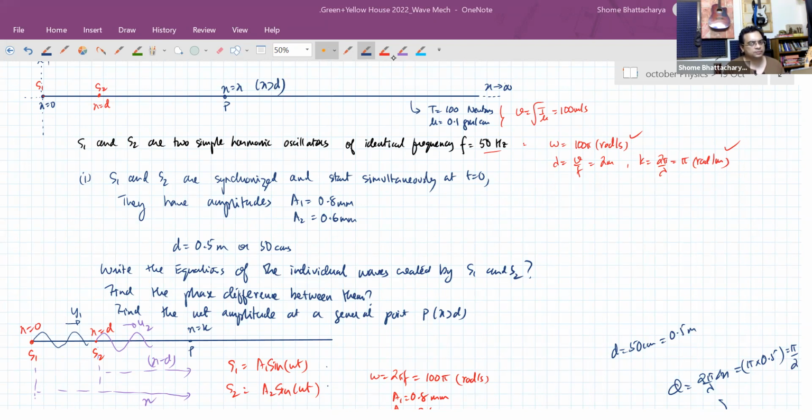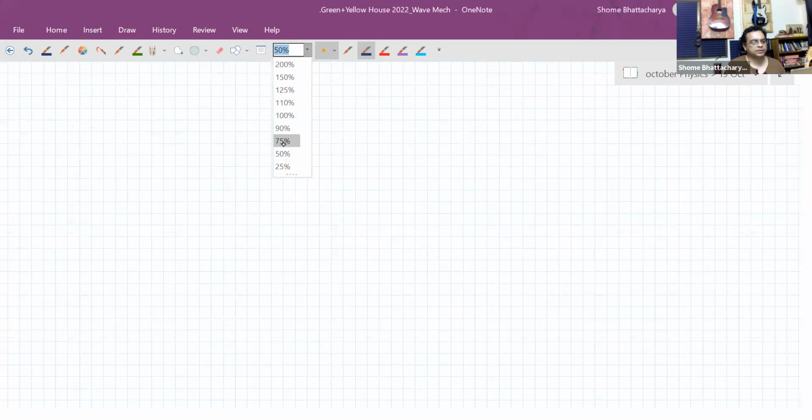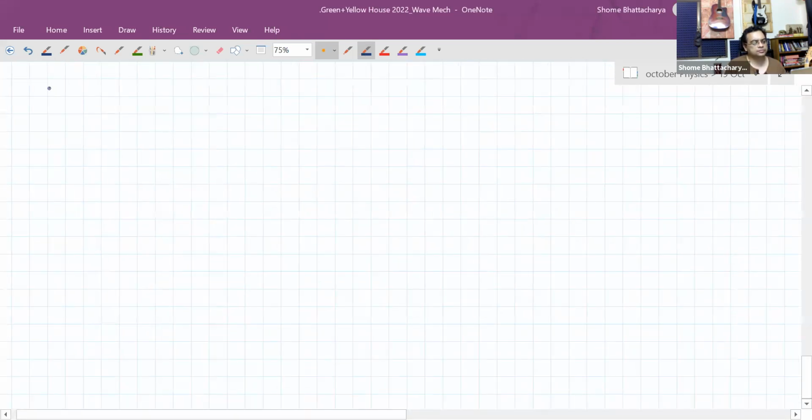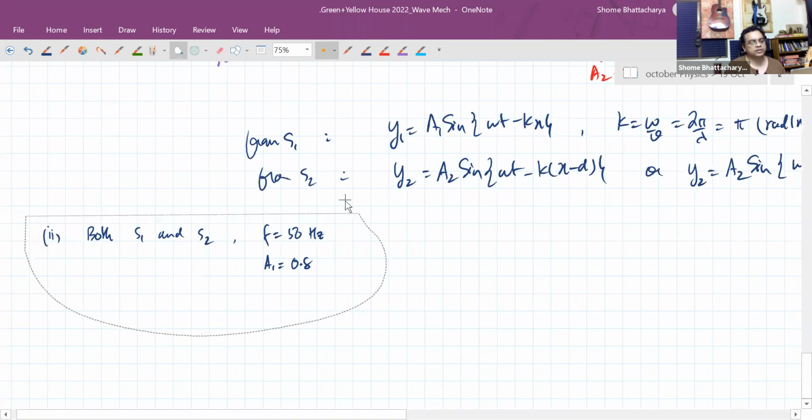Right, so that is done. Now we move on to the second part of this question, where we'll see how to adjust the phase difference if the sources are not synchronized. Second part of the question, everything else remains the same. Both S1 and S2 again have a common frequency of 50 hertz, and amplitudes 0.8 and 0.6. Let's first discuss the net amplitude in this case; I'll come to the second part after that.